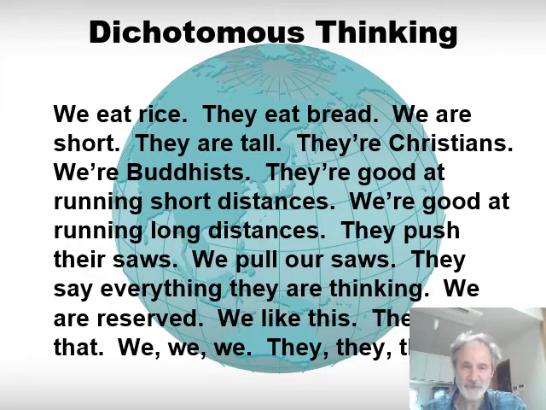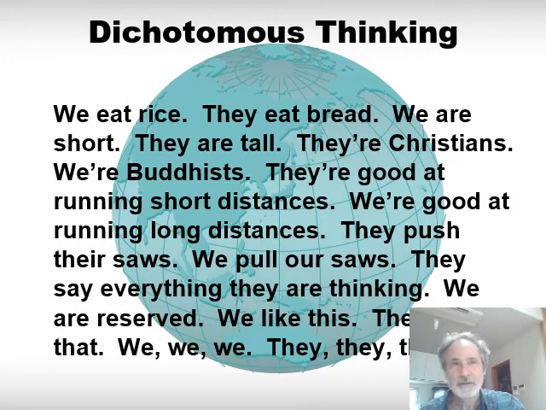For example, if you think about Japan and America, you might talk this way. We eat rice, they eat bread. We are short, they are tall. They're Christians, we're Buddhists. They're good at running short distances, we're good at running long distances. They push their saws, we pull our saws. They say everything they are thinking. We are reserved, we like this, they like that. We, they. Okay.